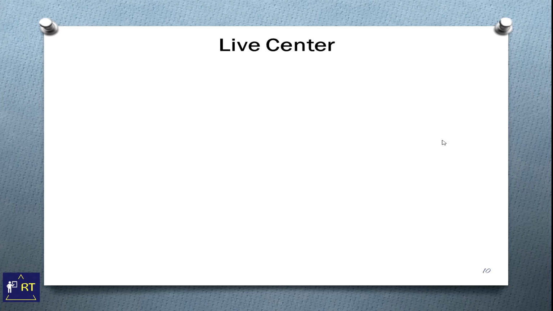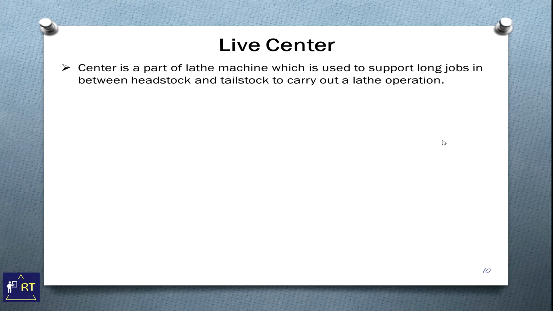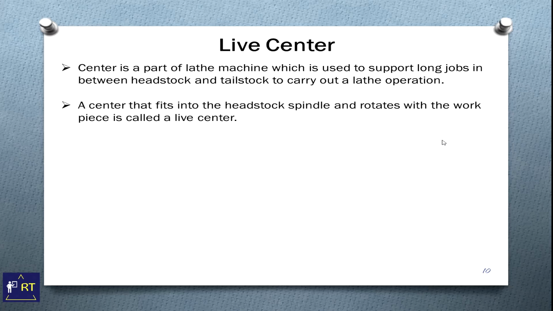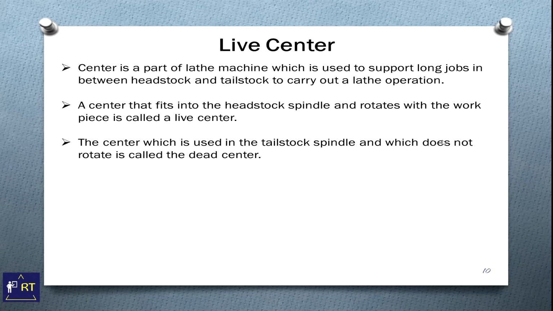Next, live center. Center is the part of the machine which is used to support long job between headstock and tailstock to carry out lathe operation. A center that fits into the headstock spindle and rotates with the workpiece is called live center. The center which is used in the tailstock spindle and which doesn't rotate is called dead center.